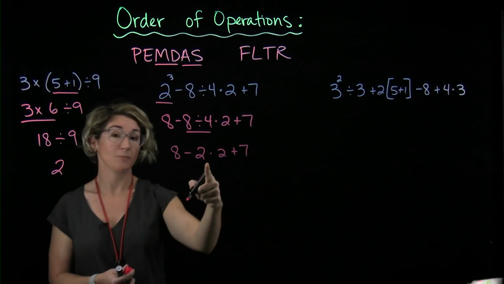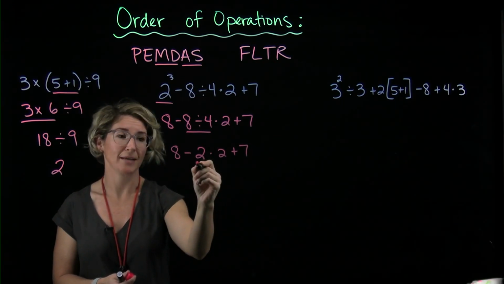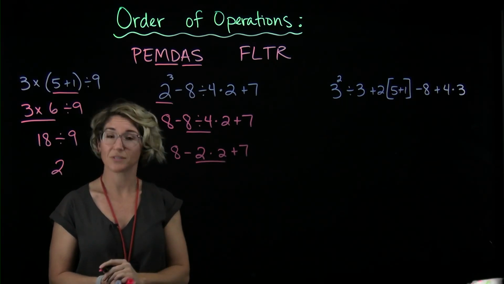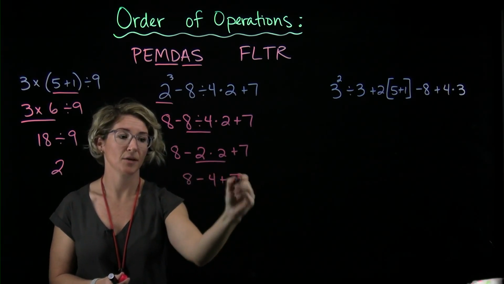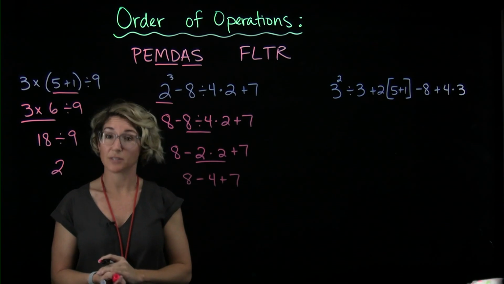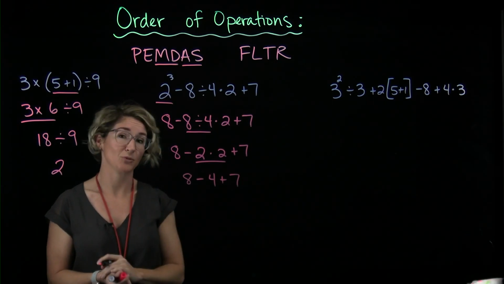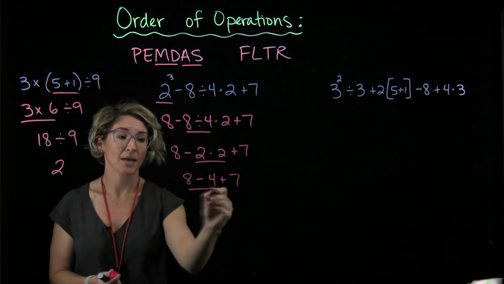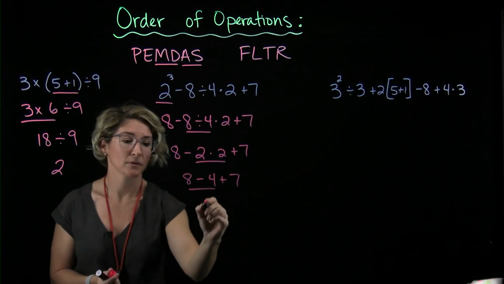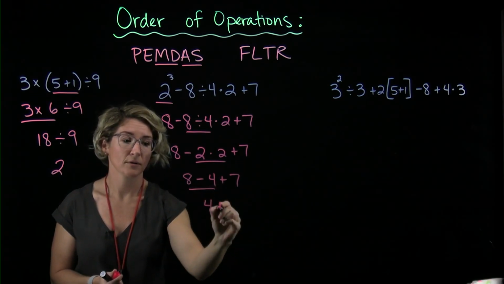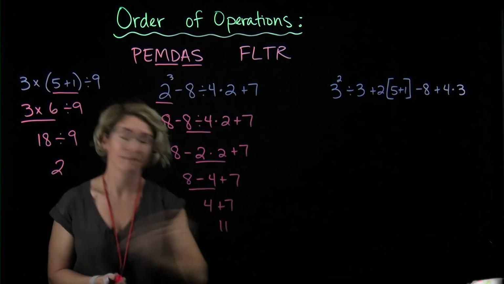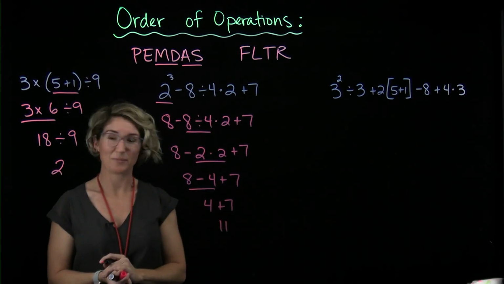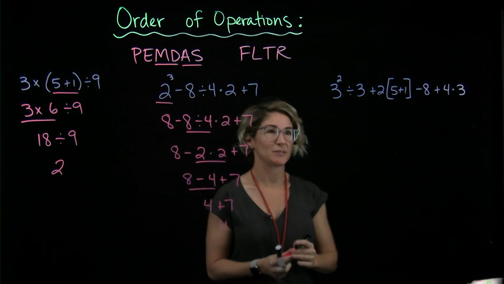I still notice that I have multiplication in my problem, so I'm going to finish that now. 2 times 2 is 4. Bringing down everything nice and careful. I now just have addition and subtraction, and I'm going to do that from left to right, whatever I see first. 8 minus 4 is 4. 4 plus 7 now. 11. Hope that helps.